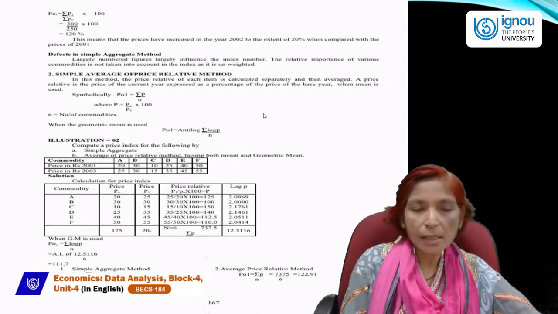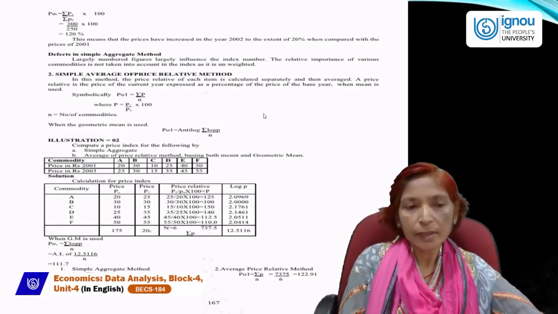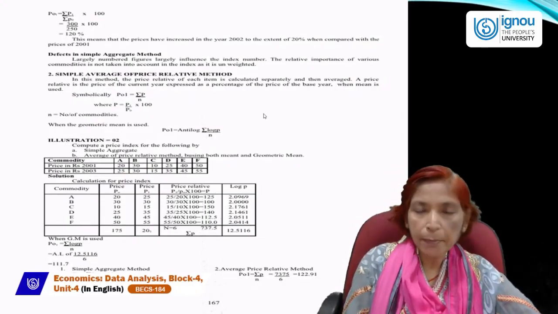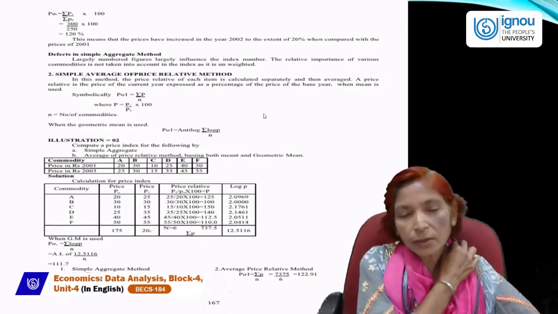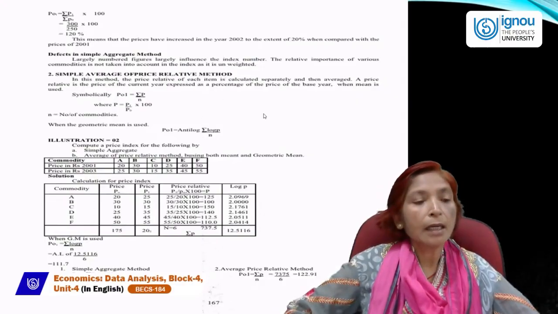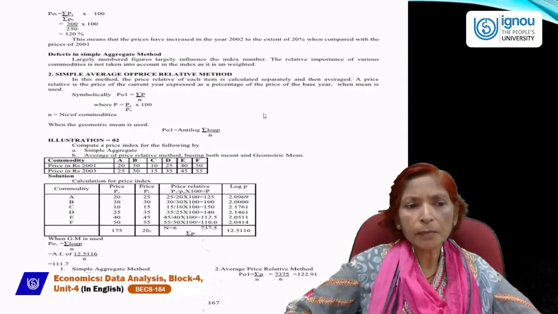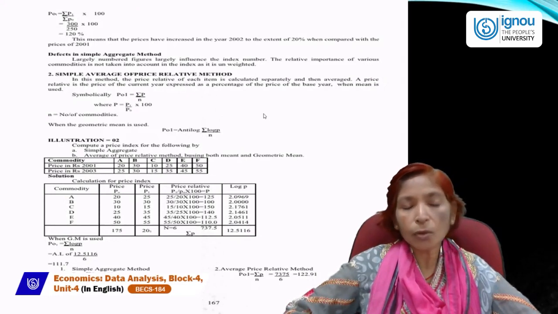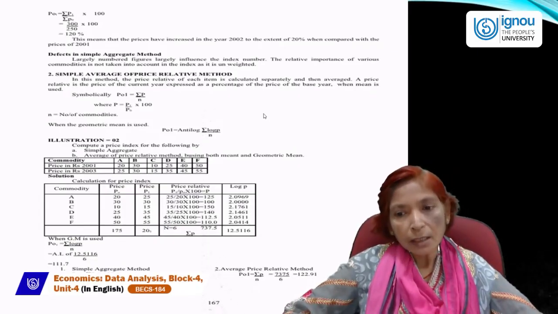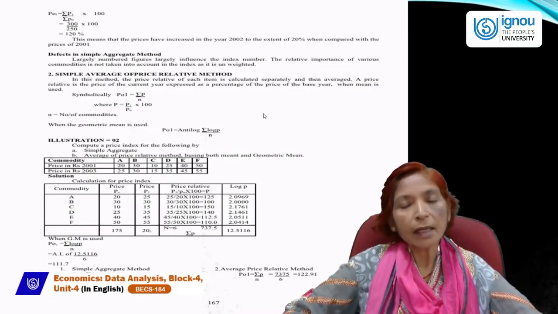So in this illustration, the commodities A, B, C, D, E, F are given. Six commodities are given, and the price in 2001 and the price in 2003 are given. So the price in 2001 is called the base year price, and the 2003 price is called the current year price. It doesn't matter that the current year will always be 2022. If the prices are given for 2010 and 2015, then we will take the 2010 price as the base year, and the 2015 price as the current year price.